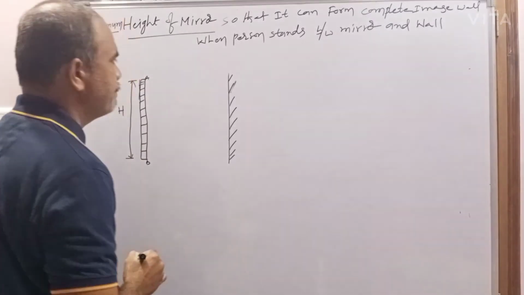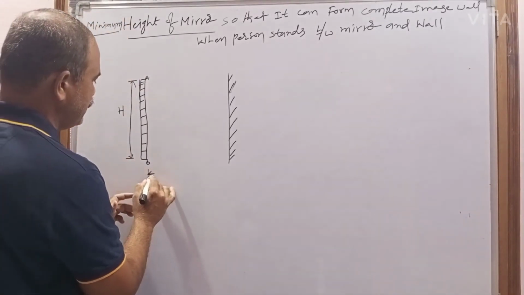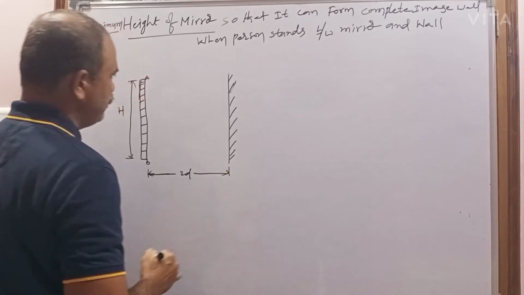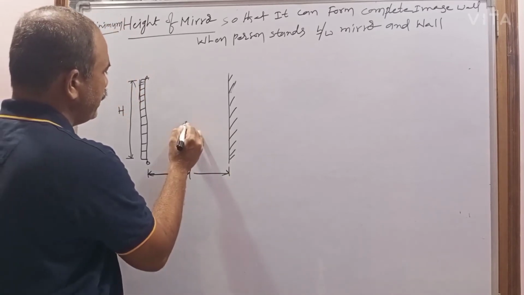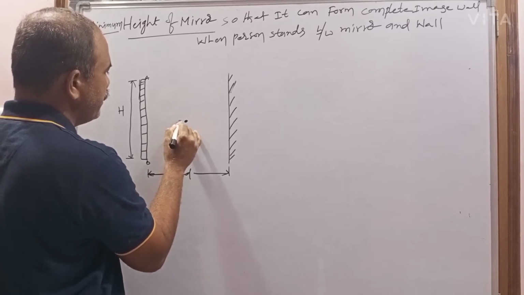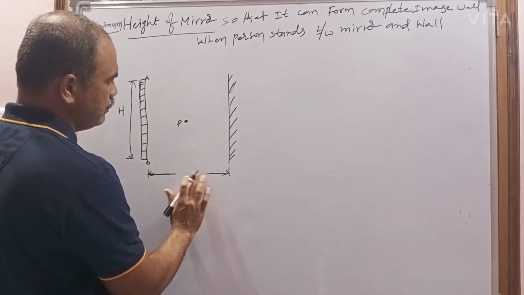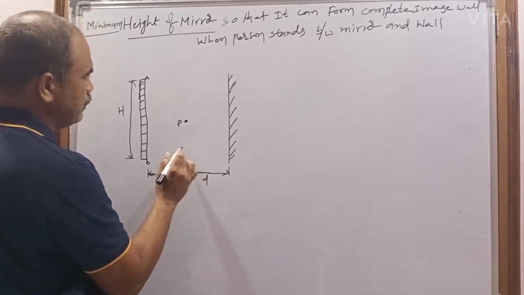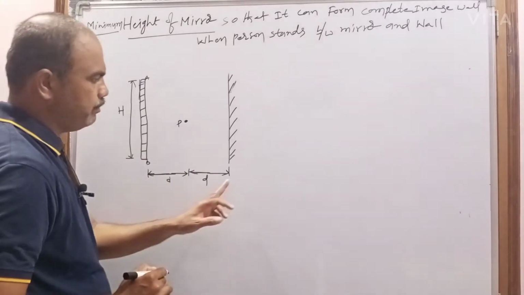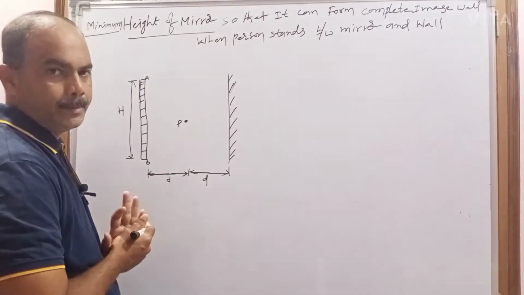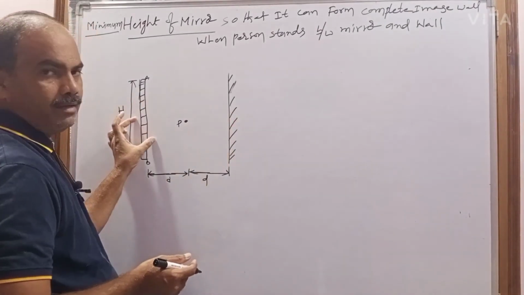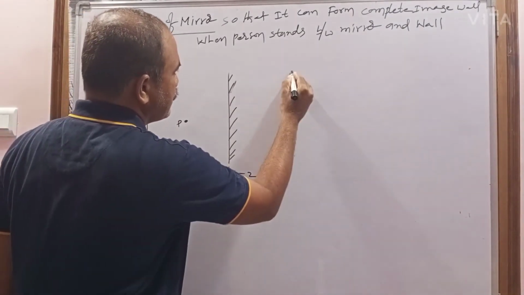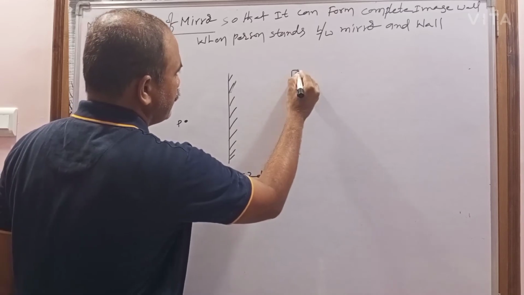Wall name is AB. Now let us consider the mirror is at a distance 2d from the wall. Between them, exactly between them, a person P will be there. So the distance from this person to the mirror will be d, and from this person to the wall will be d. And how much distance is the mirror from the wall? 2d. But this mirror forms the image of the wall behind the mirror at the same distance 2d. Let us imagine here the wall is formed. This is the image of the wall.